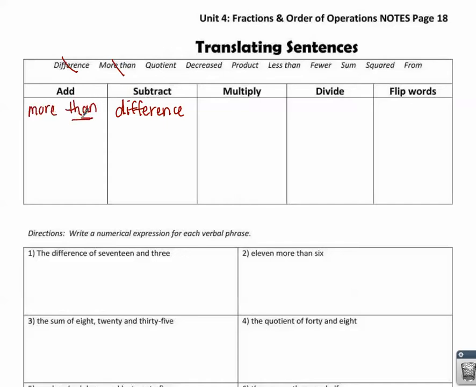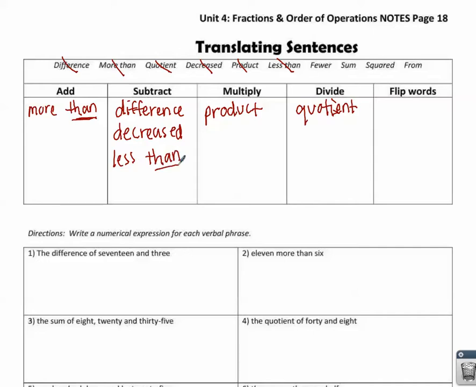Than is going to be a key factor in translating to a numerical expression. Quotient is when you divide. Decreased is going to be subtract. Product will be multiplication. Less than is subtraction. Again, pay attention to the word than. That's going to be important.